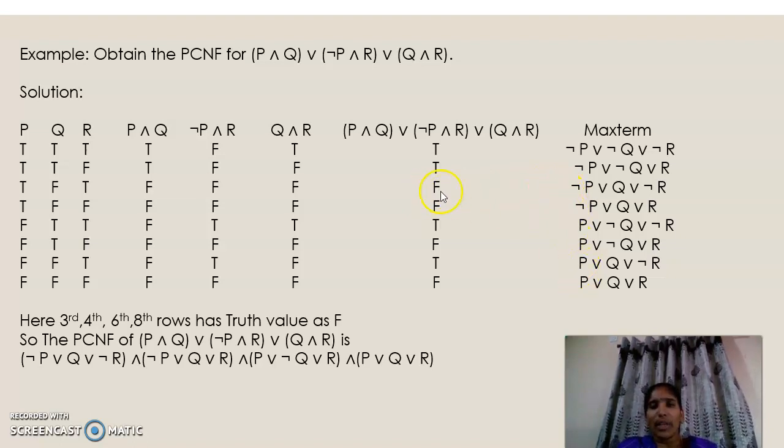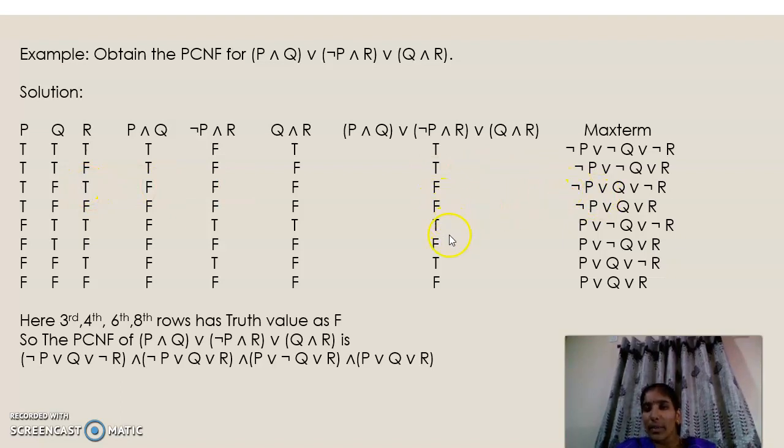For example, here we have false where the PQR values are true, false, true. How do you write the max term? The max term consists of a disjunction connective. When the disjunction is false, all the variables' truth values are false. Here P is true, that will be converted to false, so you write negation P. Q is false, so there is no need to apply the negation. R is true, so you apply the negation. That is one of the max terms.